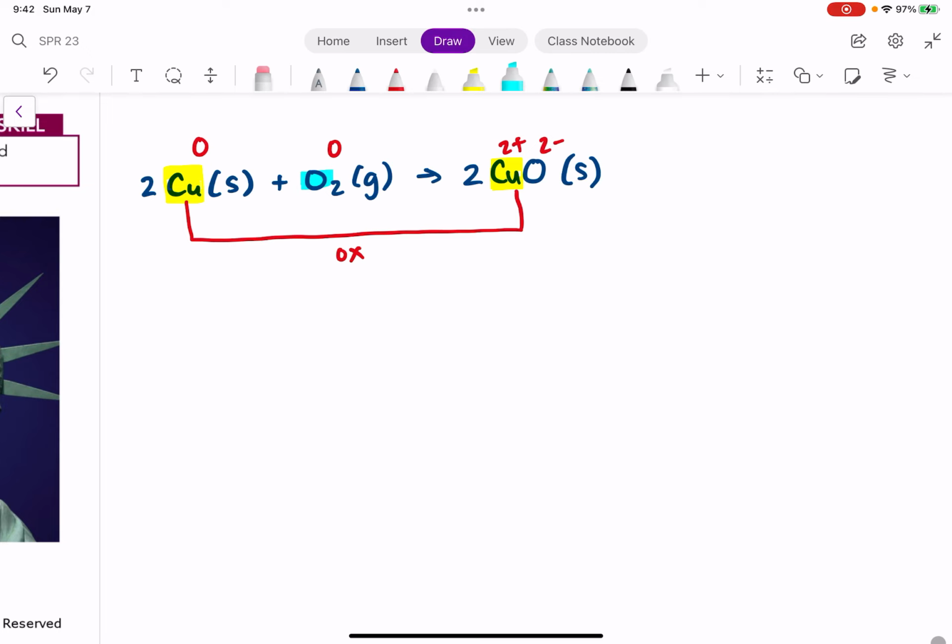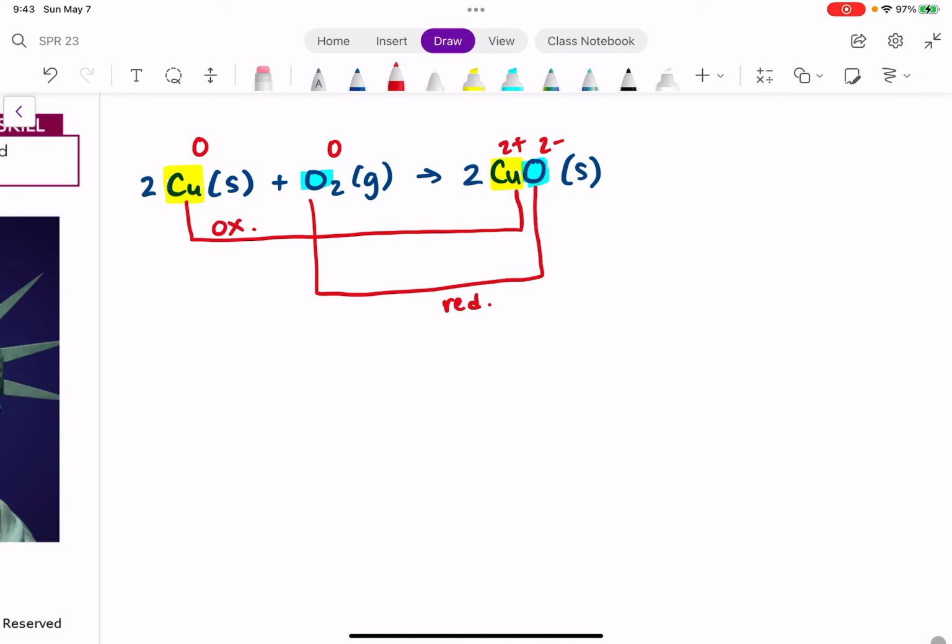All right, what about oxygen? Let's look at oxygen now. My oxygen went from a 0 charge, no charge, to a 2 minus charge. Let's actually move this oxidation over here just so we know it's with copper. Okay, so my oxygen went from 0 to 2 minus. So was it oxidized or reduced? Yeah, it was reduced, because we went from a 0 charge to a negative charge. We got more negative. We reduced our charge. Okay, so oxygen was reduced.